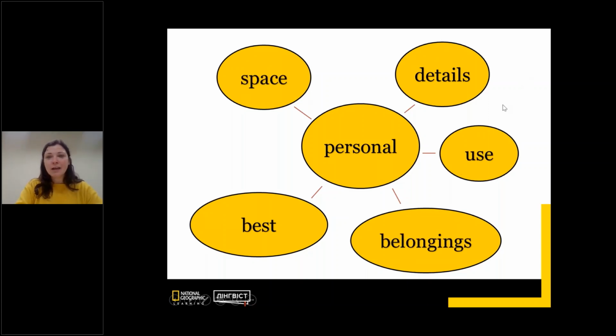I've seen lots of correct answers. So the missing words were space, use, and belongings. Great job. Thank you very much.